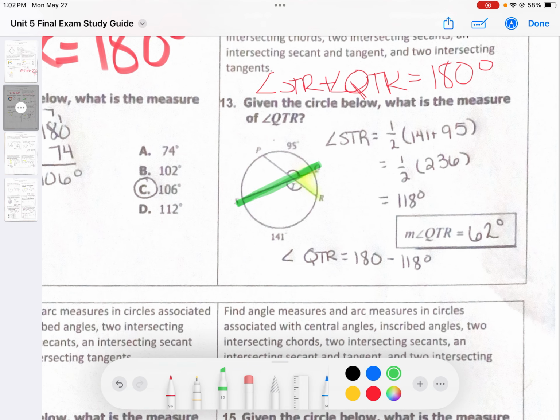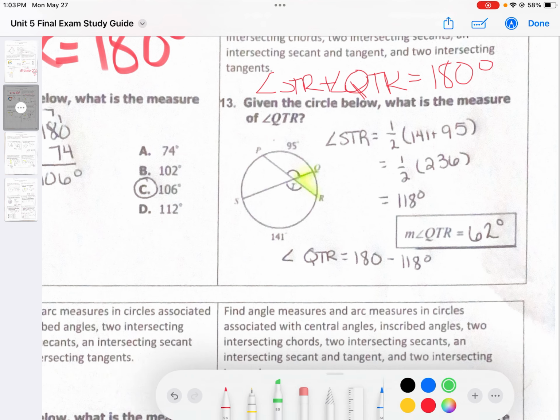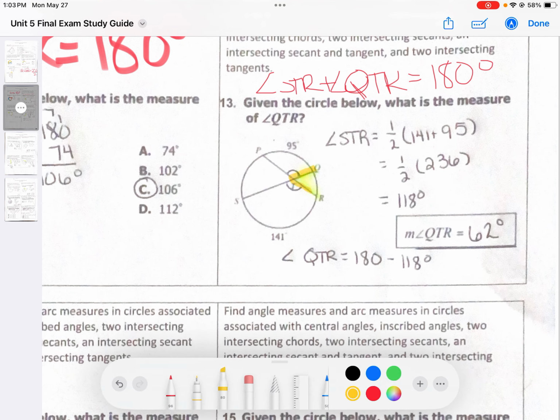So let me run that back real quick. It says find angle QTR. Here we go. QTR. I don't have my intercepted arc measurements. I don't know what my intercepted arcs are. But what I do have is the intercepted arcs of 141 and 95, which would tell me the measurement of angle STR.